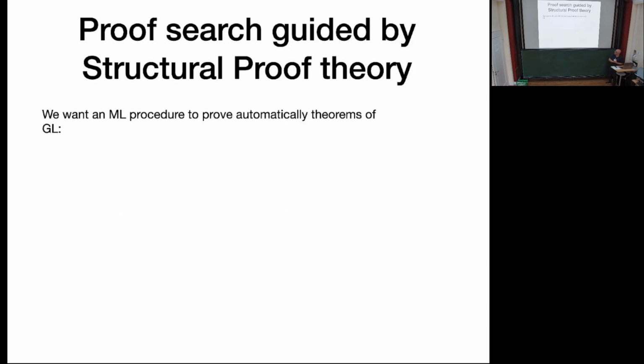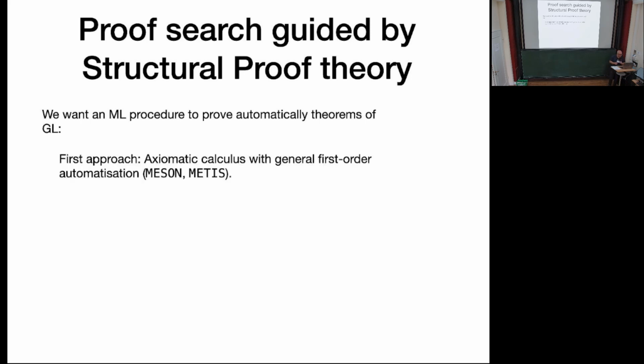And using completeness, we can provide a decision procedure. There are several ways you can give a decision procedure for a modal logic like GL. One way is to reason inside the axiomatic calculus, but this is notoriously difficult. You can use first order automatization like MESON and Metis. This is what we do for many of the 150 lemmas that I mentioned before, but it's quite complicated. It does not work very well in general.